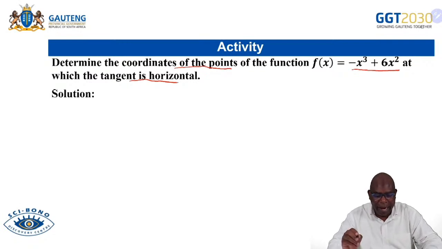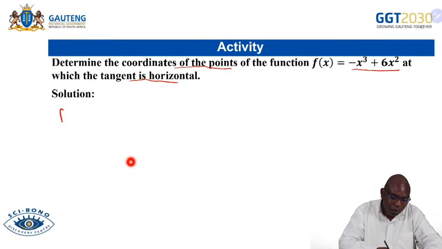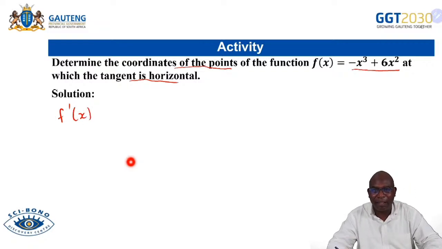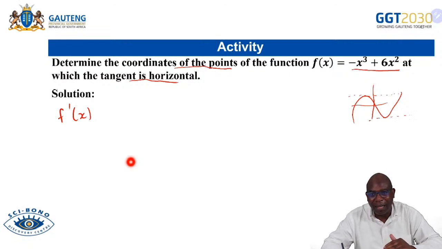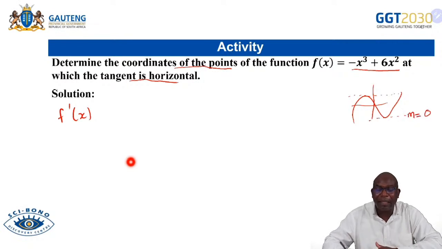First of all, remember, I don't have points, I have a function. First, I need the gradient of this. So how do I get the gradient? I'm going to differentiate. Once I get the gradient, then I'm going to equate my gradient to what? To 0. Why? It is because if I've got a curve like that, the horizontal gradient there, can you see? All horizontal lines have gradients equal to 0. So the gradient of a horizontal line is 0.